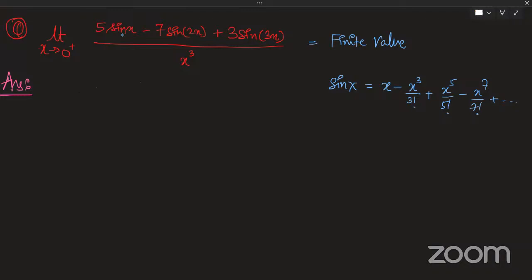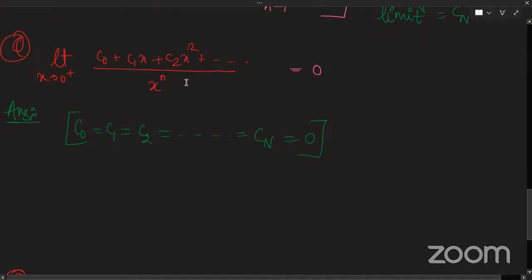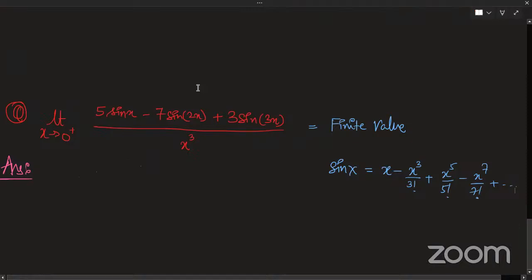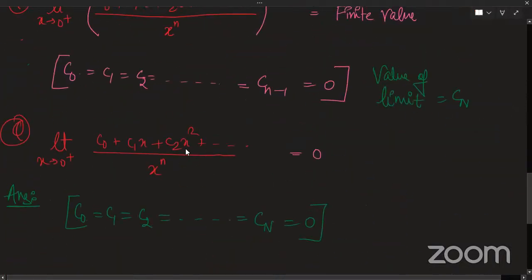Okay, so for the time being, when you expand your numerator, you can just assume it again like this. And in the denominator, you have x cube. So which power of x in the numerator will decide my value of limit? Coefficient of which power of x will decide my limit?